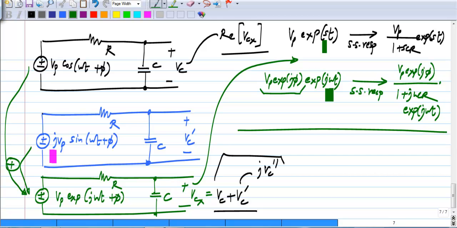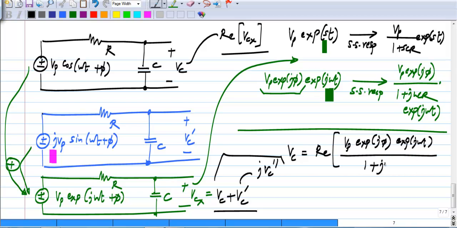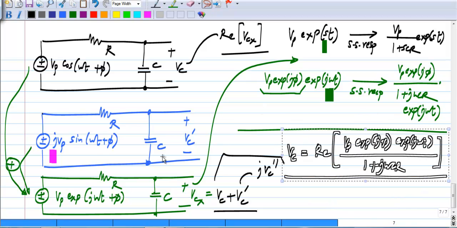So, what is Vc after all? Vc is the real part of Vp exponential j phi exponential j omega t by 1 plus j omega cr. Like I said, you have to be fluent with converting from rectangular to polar form and so on. I will show here how it is useful. So, this is the solution.